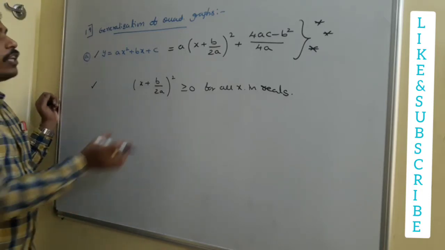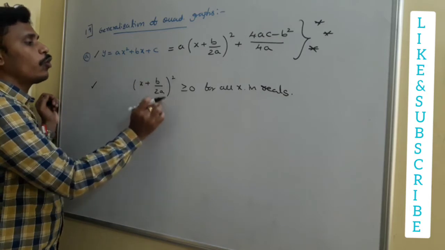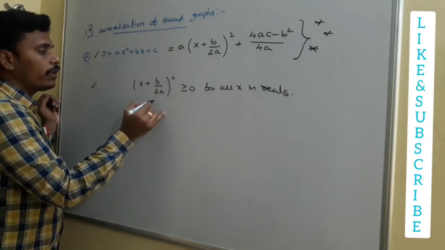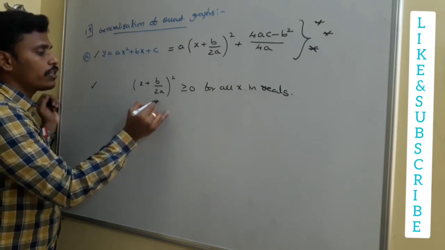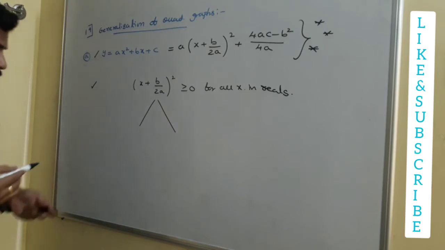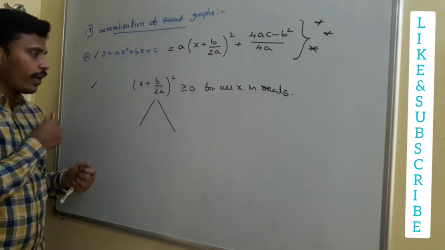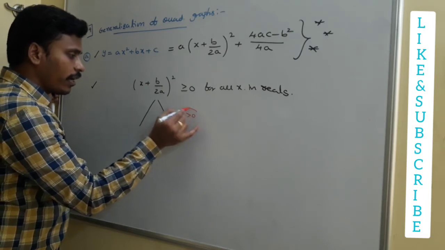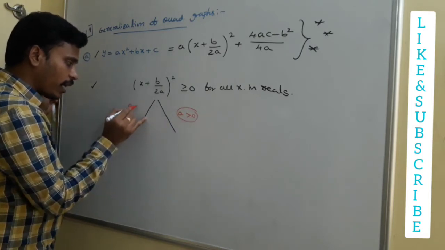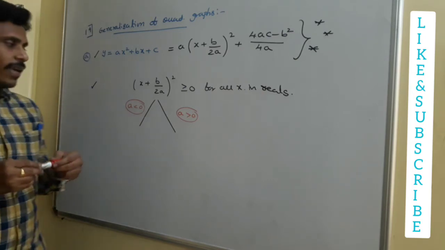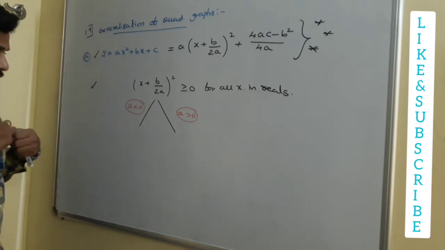And now we need to multiply this (x + b/2a)² with this a. Think a while. While multiplying, you may have two possibilities here. We need to think about what we can say about that a. We don't know whether a is positive or negative. So in one case, a is greater than 0. In the other case, a is less than 0.